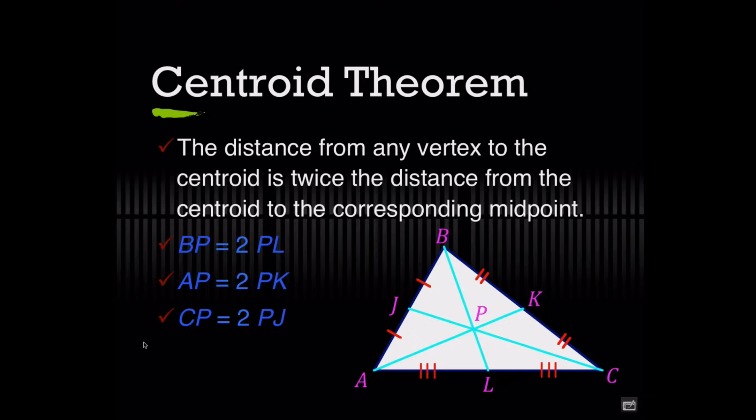Megan? You ready? If this is 20 from B to P, how far is it from P to L? Nope, it's not the midpoint. Bingo. Good. That's number one. Ready for number two? If PK is 5, how long is AP? Good.